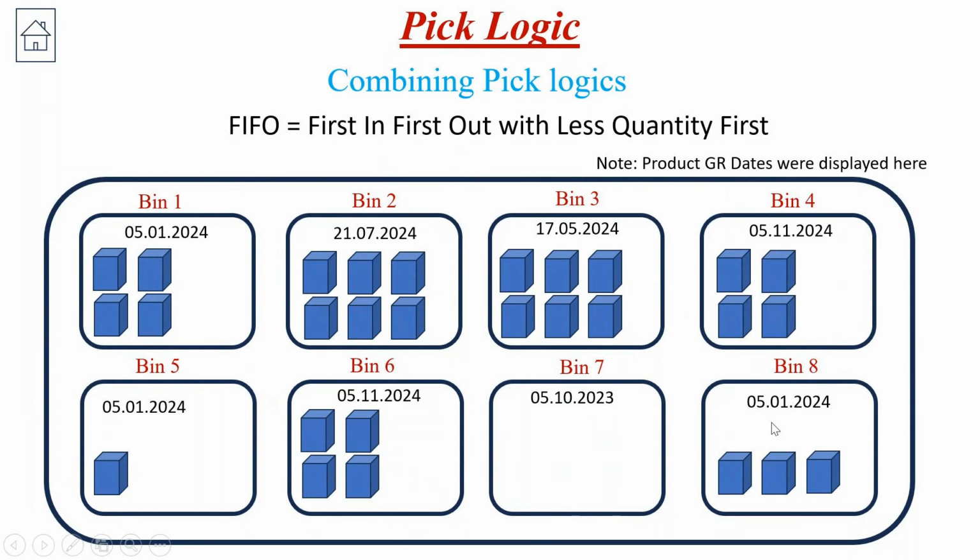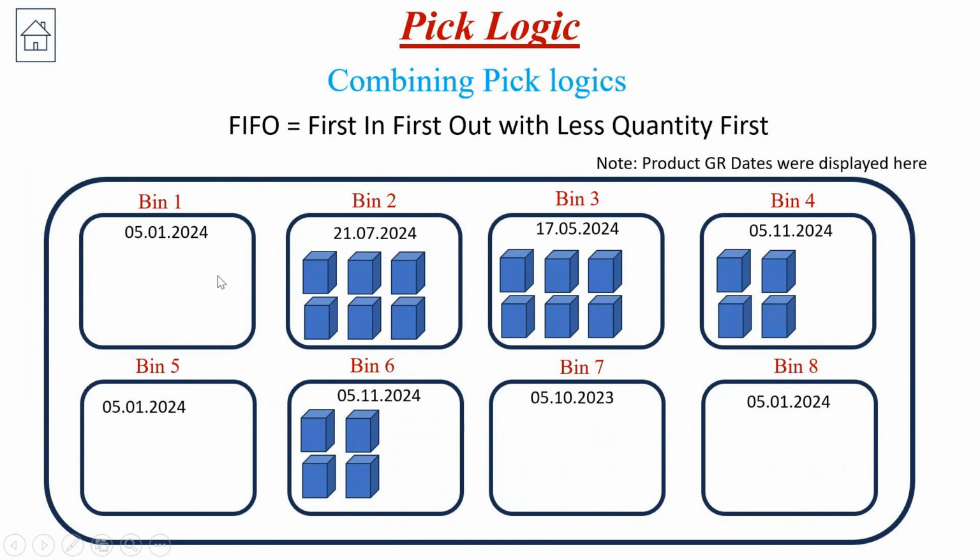But actually what is the logic? First in, first out with less quantity first. Wherever the less quantity is there, that bin, actually bin 5, system will propose. System will issue that bin 5. Then system will go for bin 8, and then system will go for bin 4.